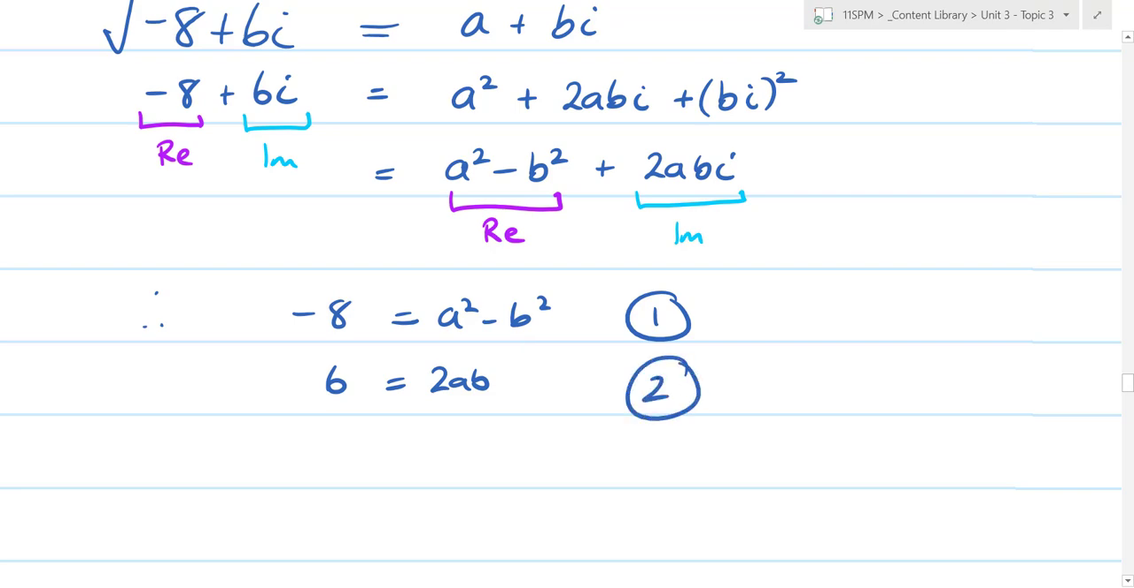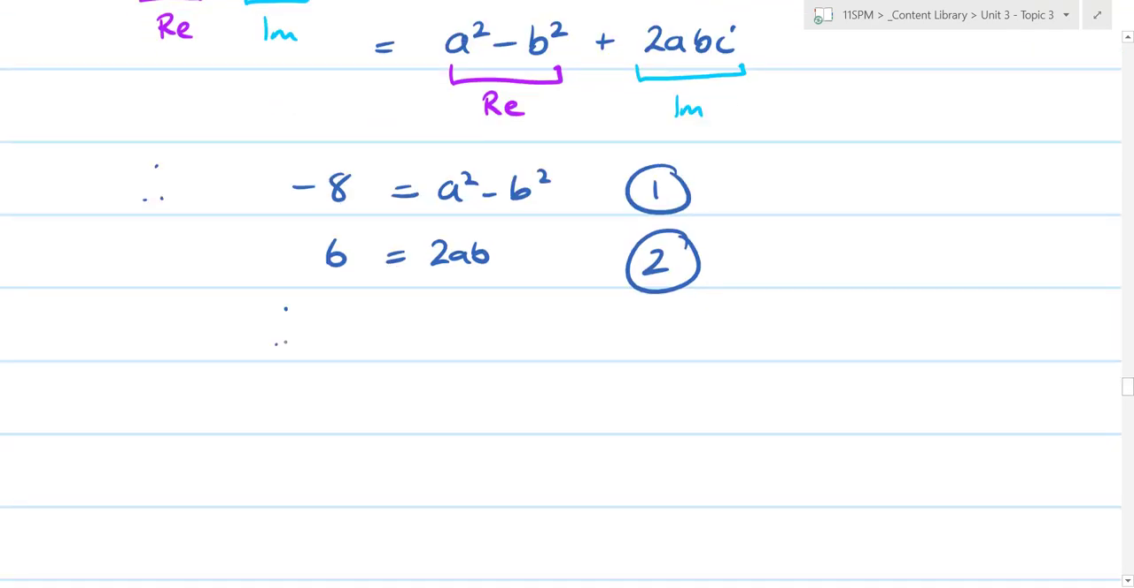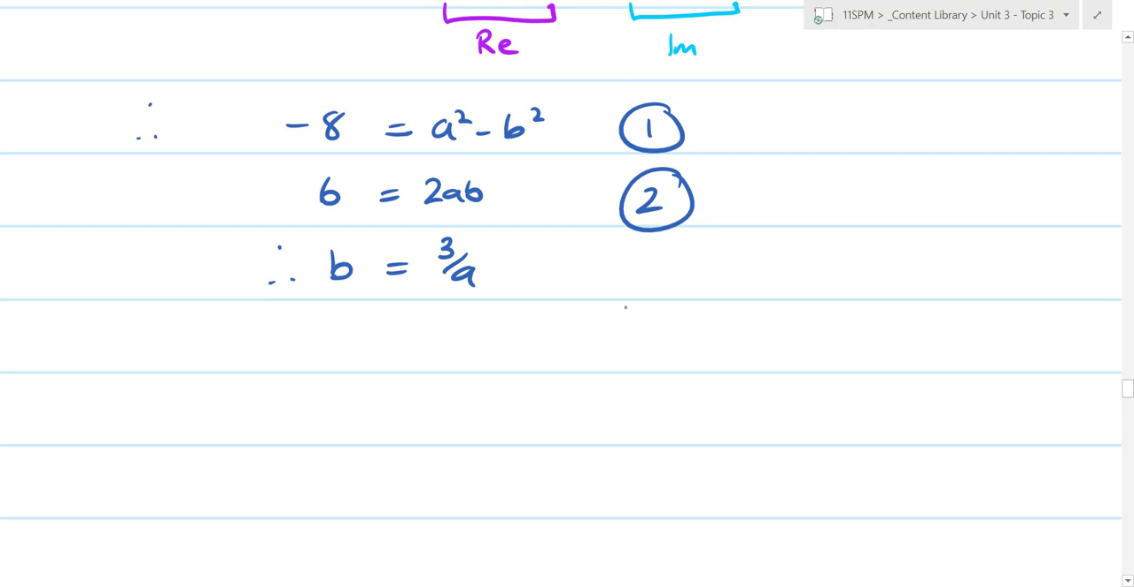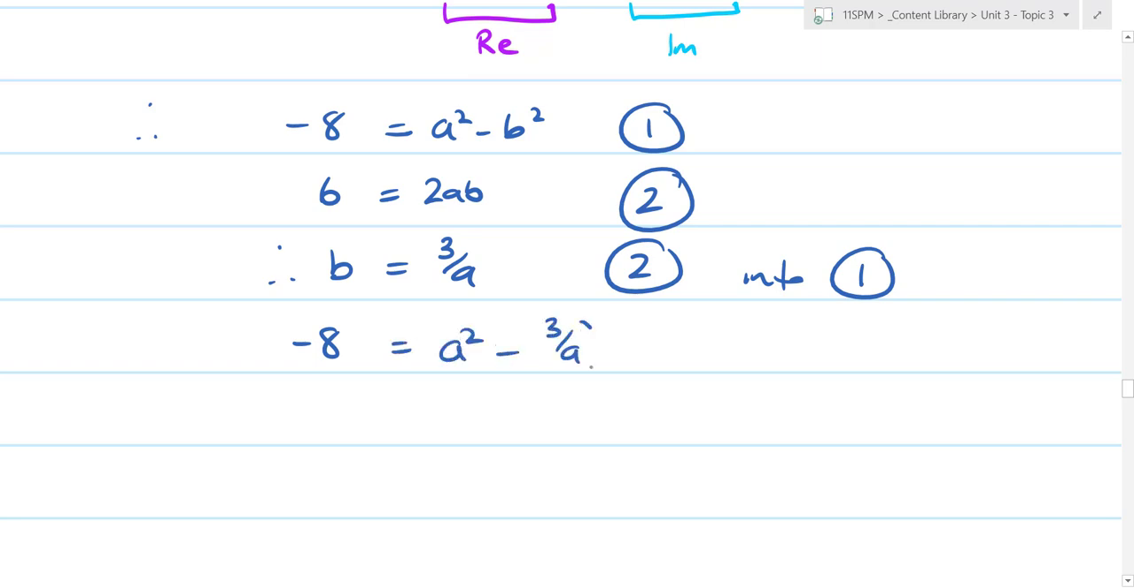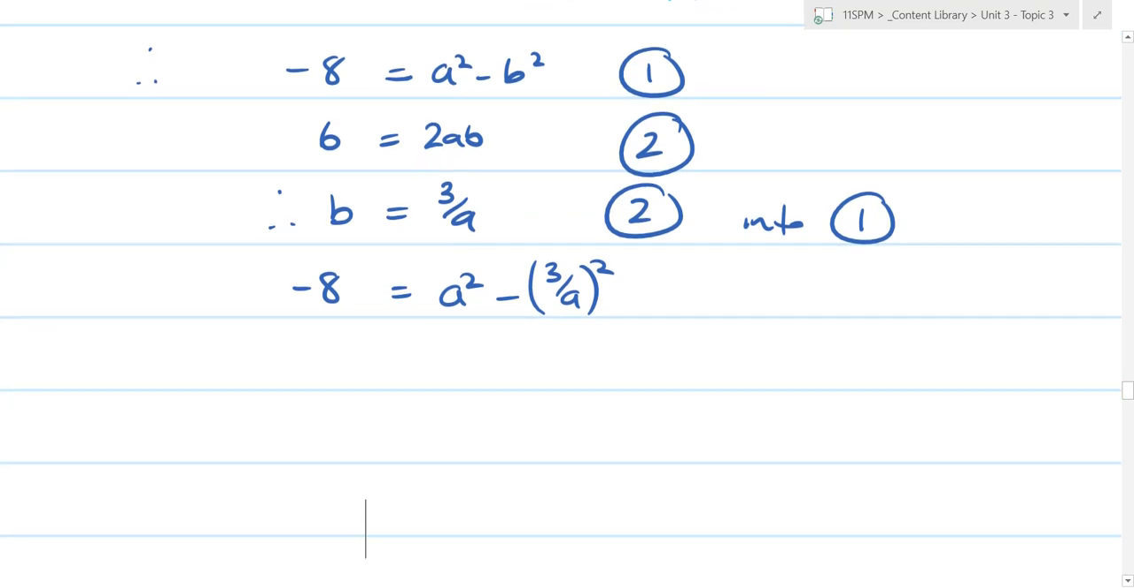So I've got that. And I can say therefore that b is equal to 6 over 2a, which is 3 over a. I can put that into number 1, which gives me negative 8 is equal to a squared minus (3 over a) squared. So negative 8 is equal to a squared minus 9 over a squared.